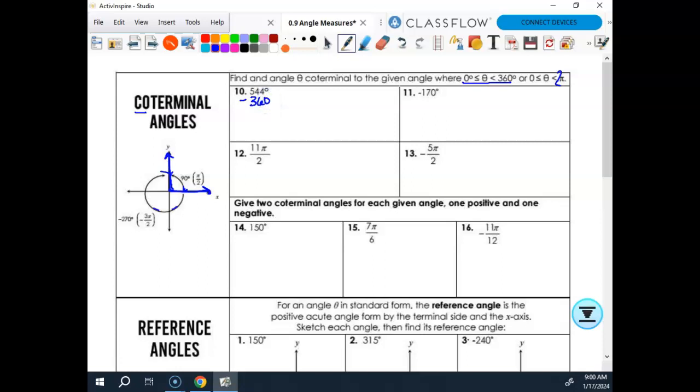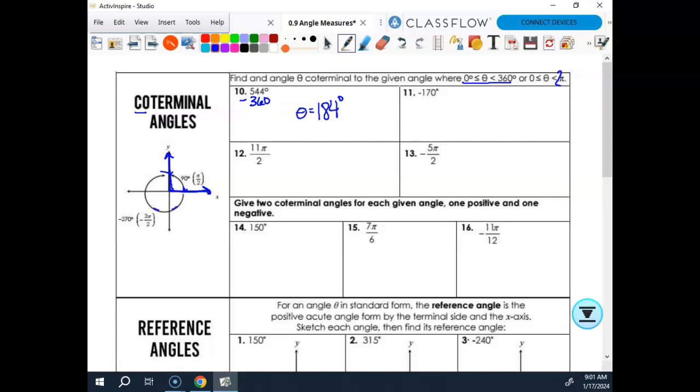When I do that, what does theta equal? Anybody tell me? 184. Good. That's 184 degrees. Now, is 184 degrees between 0 and 360? Yes, so then we're good, right? If not, we might have to subtract again, depending on how big the angle is. You with me on that?